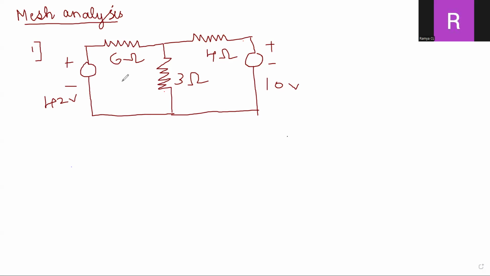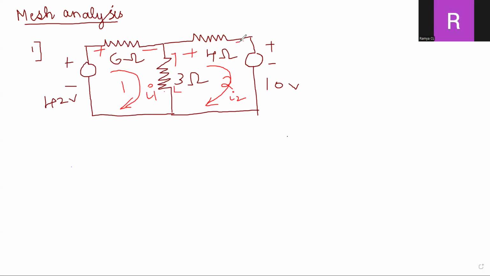This is the first mesh. This is the second mesh. Any other mesh? No, sir. So the total number of meshes in the circuit is 2, so we will be having two currents. I will take the two currents I1 and I2 in clockwise direction. So this will be plus, this will be minus, this will be plus, this will be minus, this will be plus, this will be minus.